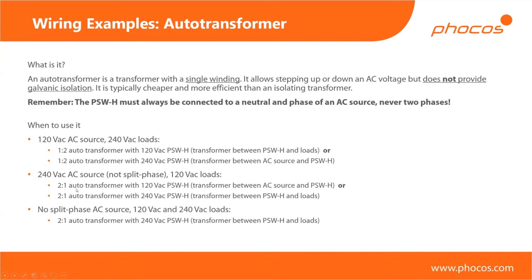And you can do the opposite of that. I don't need to go through each line because we're running out of time, but it's exactly the same story, just the opposite. Now we have a higher AC input voltage and we want to convert that to half the voltage. So we have a 2-to-1 autotransformer and pretty much the same story on the other side. And then we might have a non-split phase AC source, 120 volts and 240 volt loads, where again we can use a 2-to-1 autotransformer.